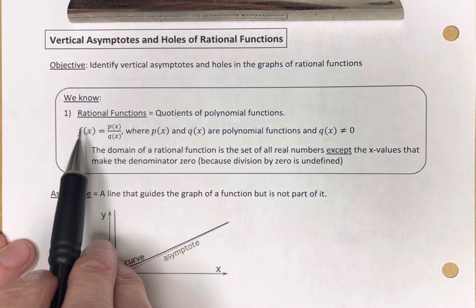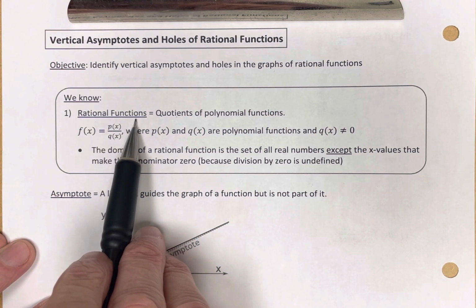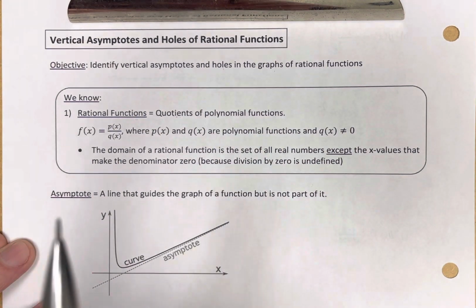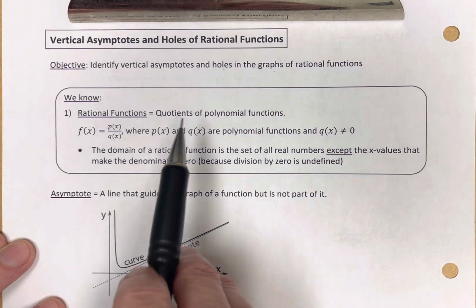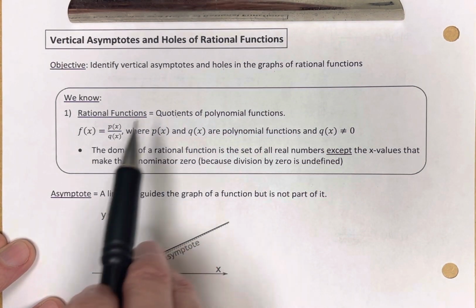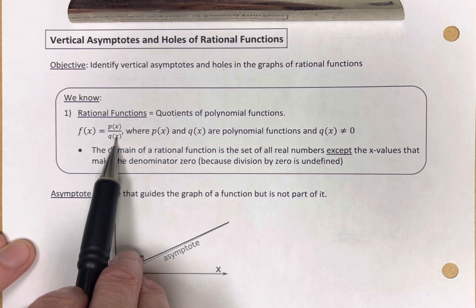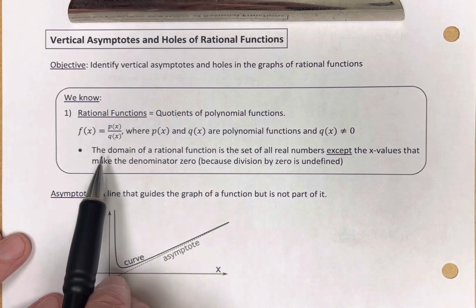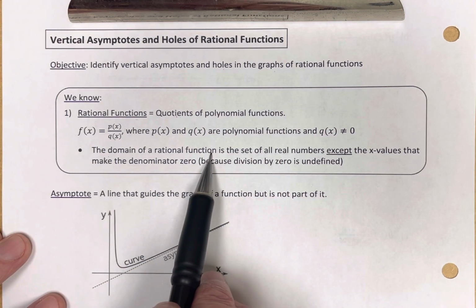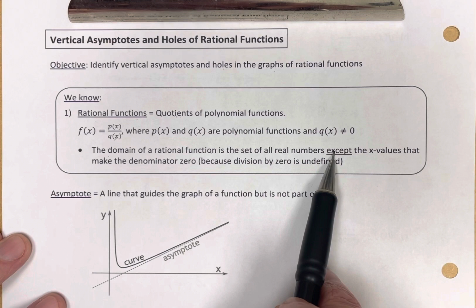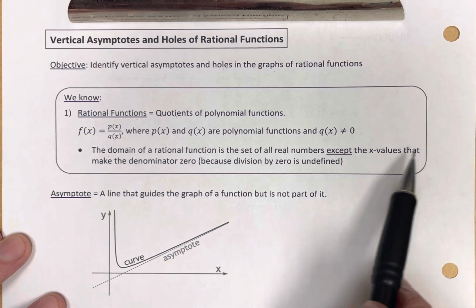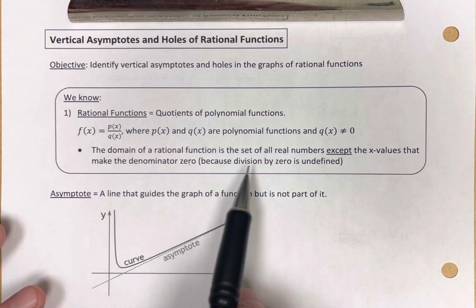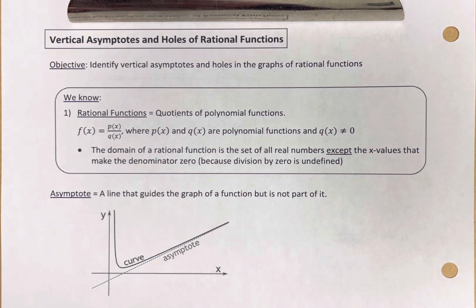Let's remind ourselves, we know what a rational function is. It is the quotient of two polynomial functions. Because we're dealing with a quotient, we have a denominator, and as we know, our denominator cannot be 0. The domain of a rational function is the set of all real numbers except the x values that make the denominator 0. Why? Because division by 0 is undefined.